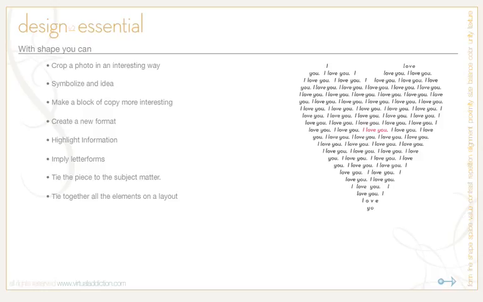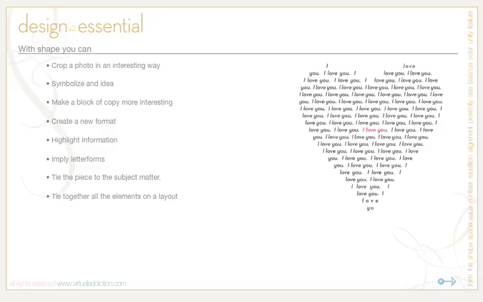With shape, you can do things like crop a photo in an interesting way, drop it into an oval, for instance. You can symbolize an idea, such as a heart symbolizing love. You can make a block of copy more interesting, like set a copy for a Christmas ad in the shape of a tree. You could create a new format, like make a whole new brochure by just making the brochure an actual shape of a triangle, let's say.